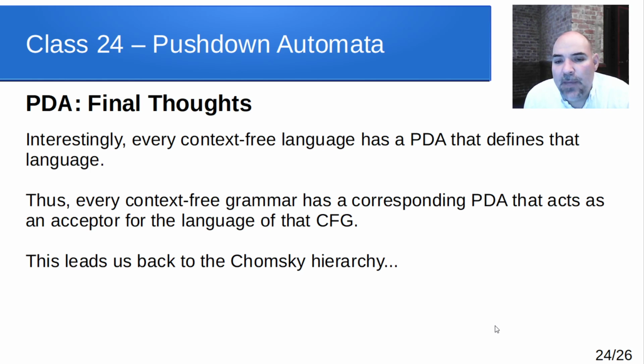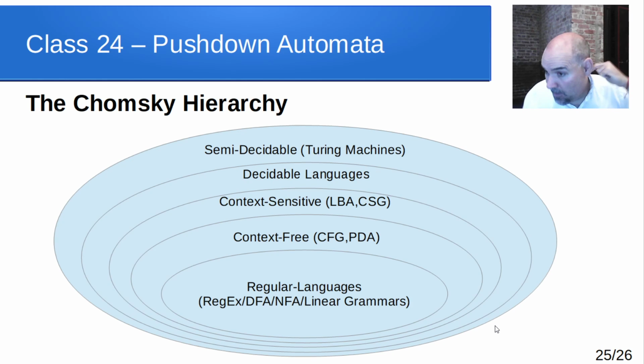And that's going to lead us back to that Chomsky hierarchy that we talked about before, except this version is a more complete version, that on the inside, the narrow ones here are these regular languages. And that was everything we could do with regular expressions, DFAs or NFAs, or linear grammars. Outside of that, we have these context-free languages, which are context-free grammars, and pushdown automata can represent context-free languages.